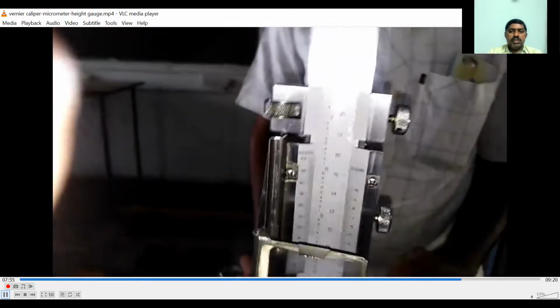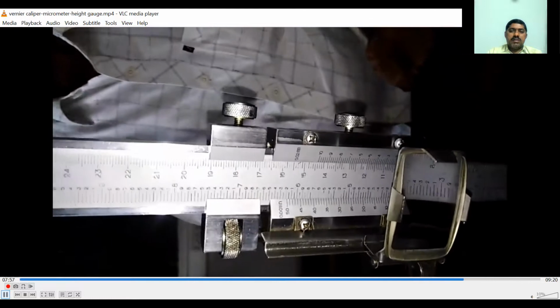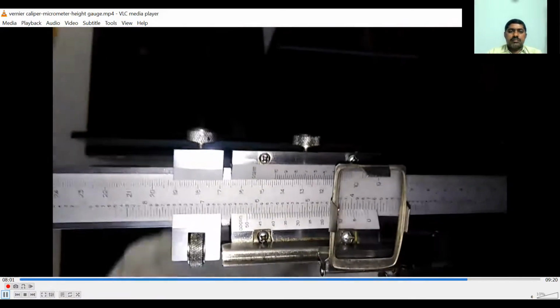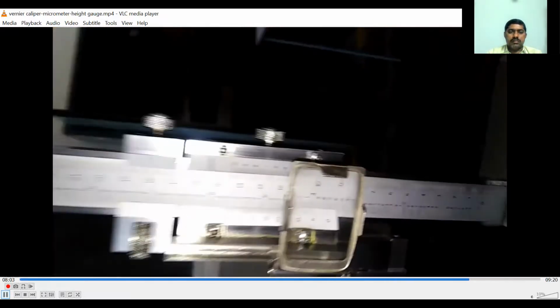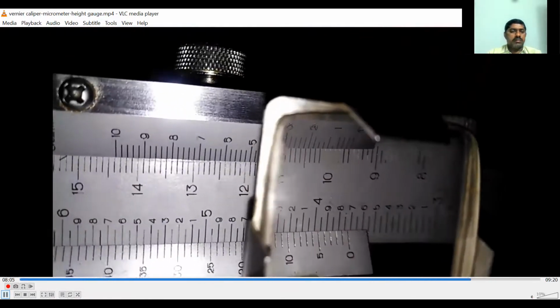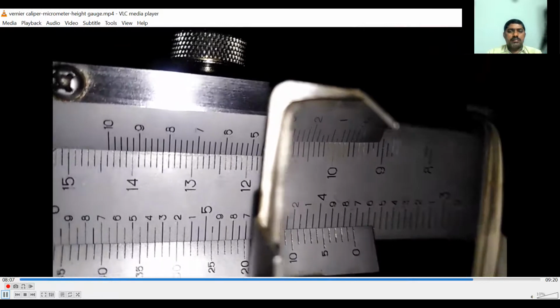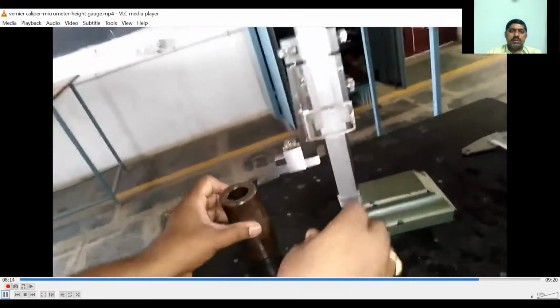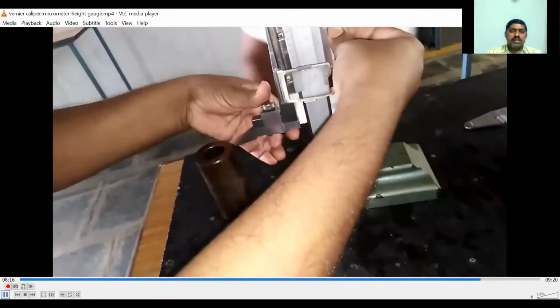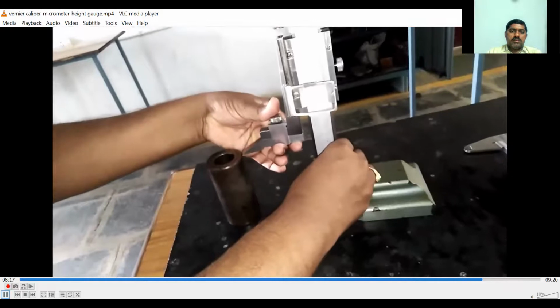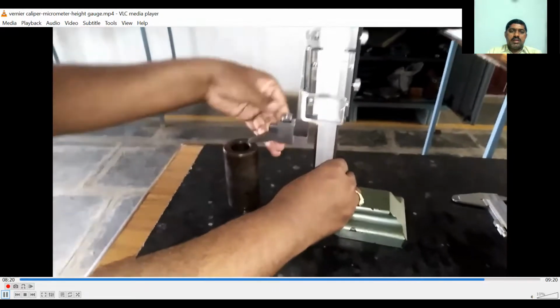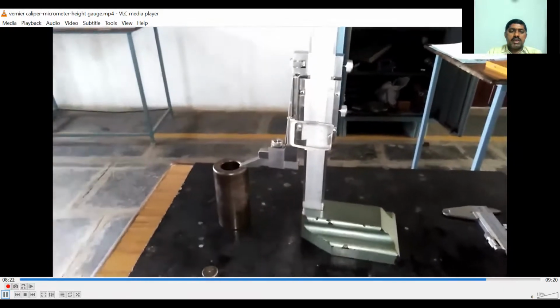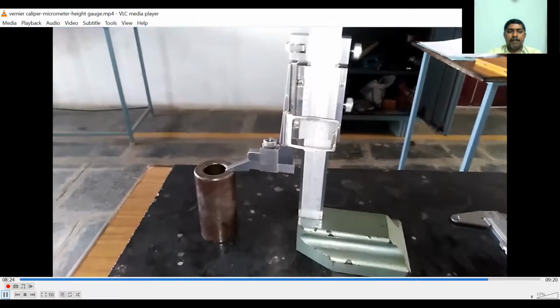Again, we will change the position of the workpiece and take the reading. Again, we will change the position of the workpiece. So we will take the main scale reading and the vernier scale reading.